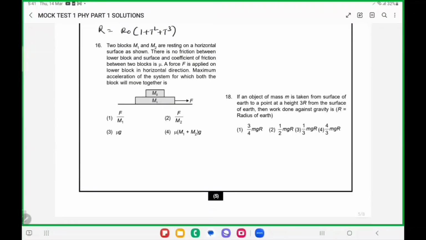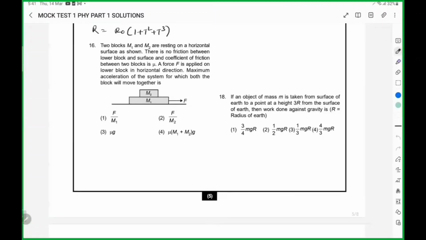Two blocks M1 and M2 are resting on a horizontal surface. There is no friction between the lower block and the surface, and the coefficient of friction between the blocks is mu. So here, between the two blocks, there is friction. A force F is applied on the lower block in a horizontal direction. Find the maximum acceleration of the system.